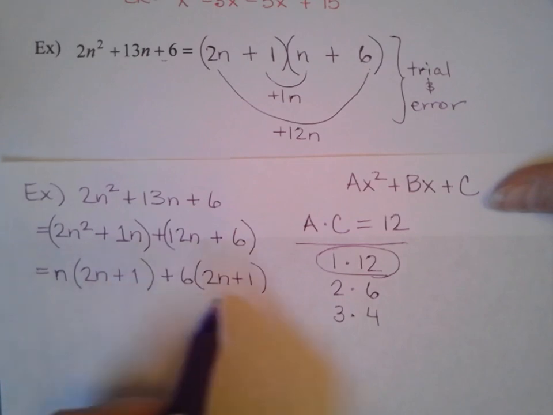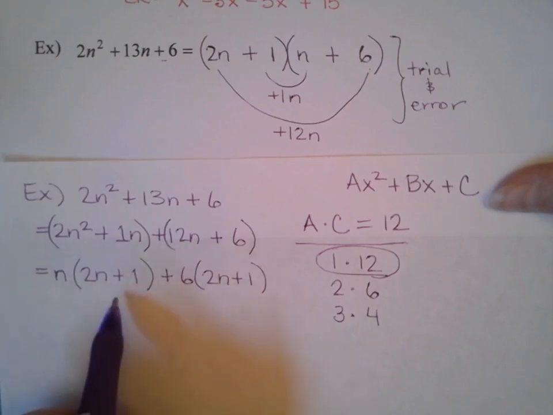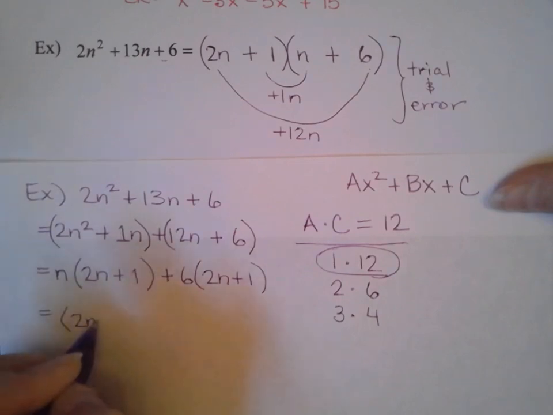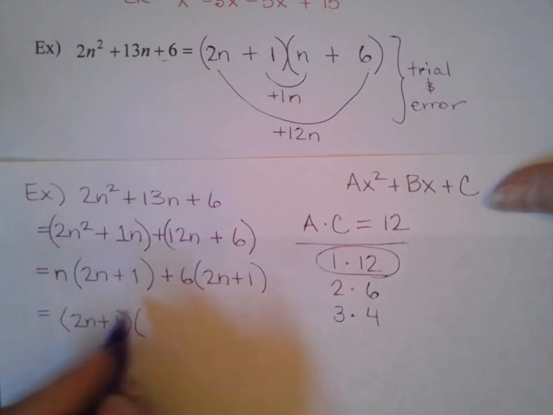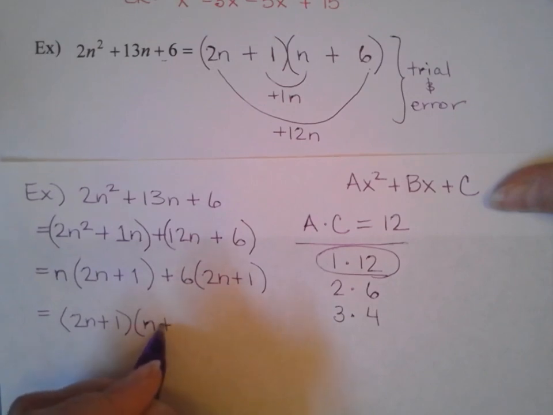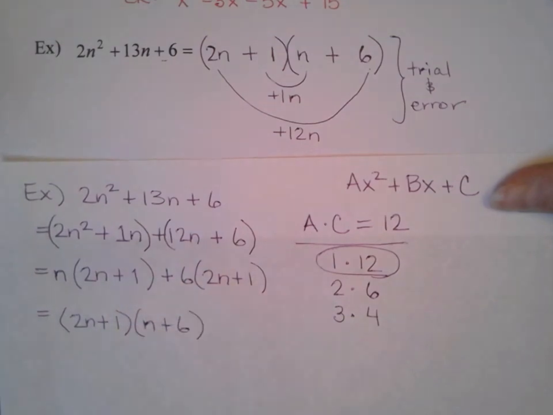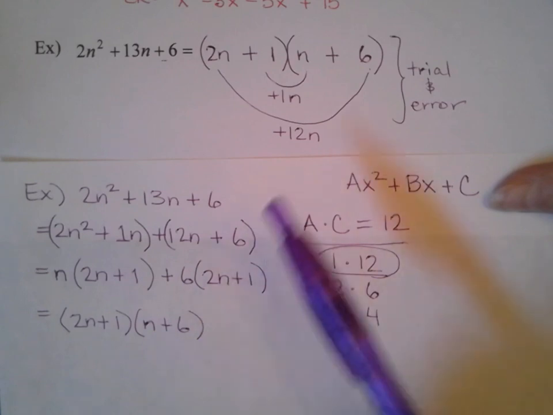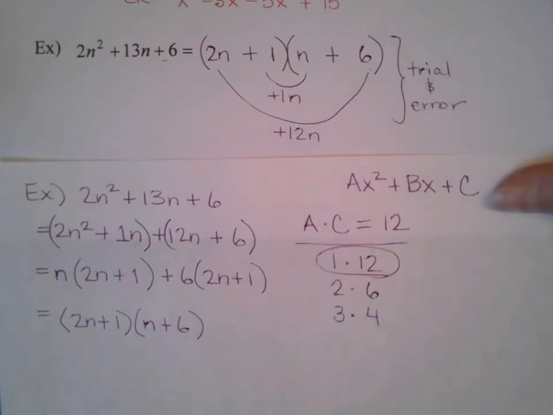Here's my 2 giant terms. Notice the parentheses match. If the parentheses did not match, we would be stuck and we couldn't finish the grouping method. But they do match here. So 2n plus 1 is one factor, and n plus 6 is the second factor. Notice we got the same answer here as we did with the trial and error.